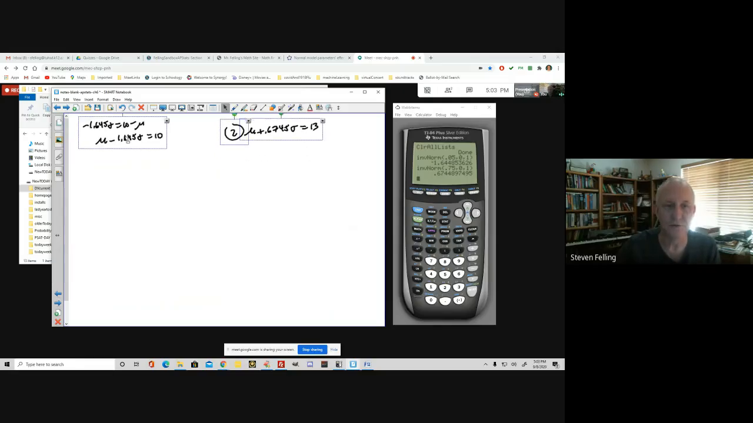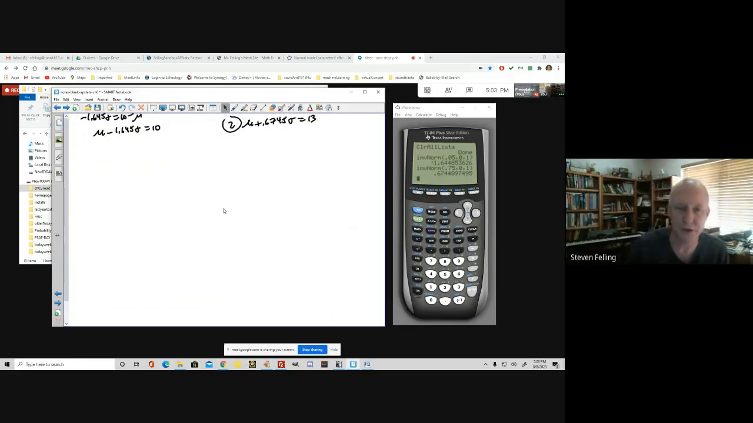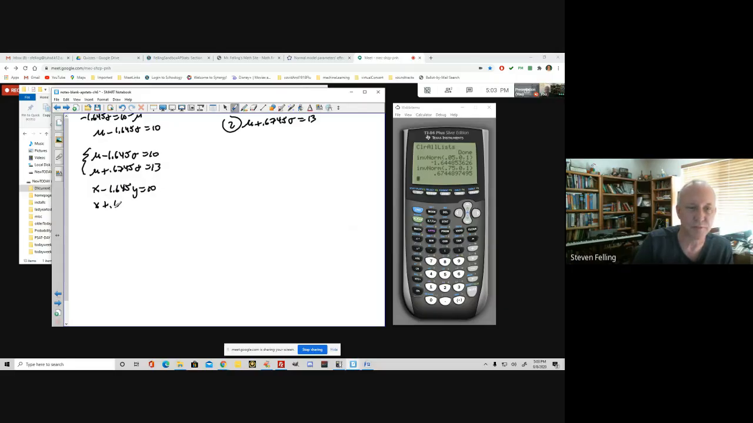Okay, I need to solve these two equations at the same time. Let me write them as if they were a system. Okay, so one equation is mu minus 1.645 sigma equals 10, and the other one is mu plus 0.6745 sigma equals 13. That's a system. If this was written this way, x minus 1.645 y equals 10, and x plus 0.6745 y equals 13, that might look a little more familiar. Like, this is basically Algebra 1. Remember how we were able to solve this with elimination or substitution?